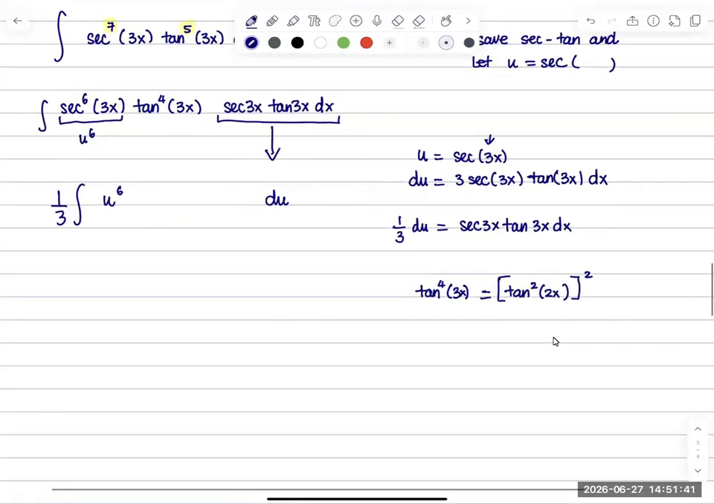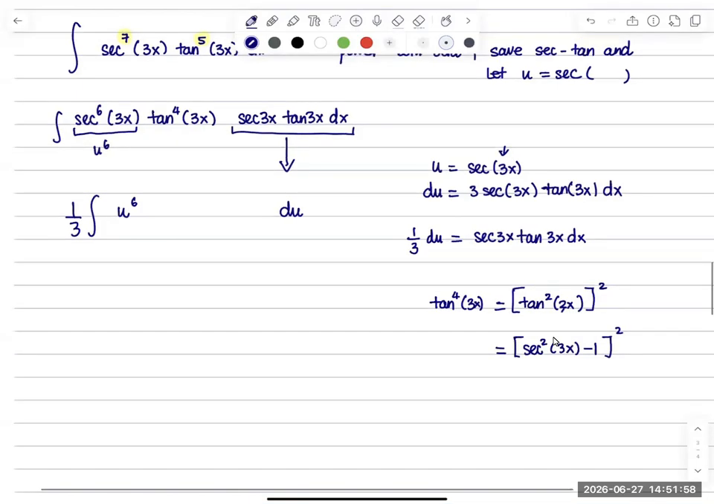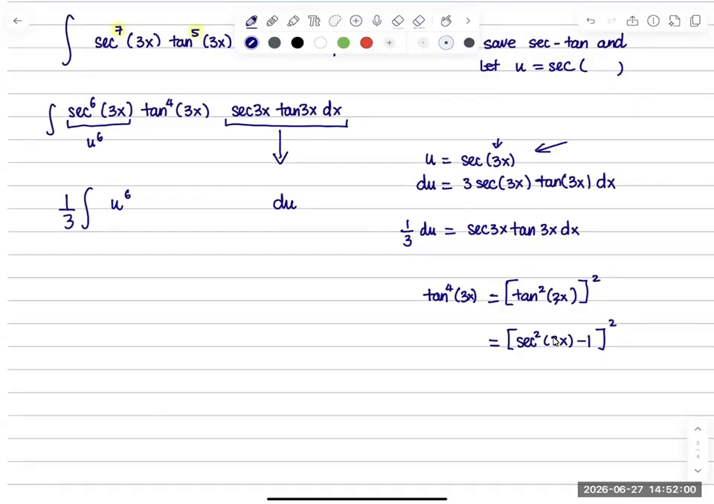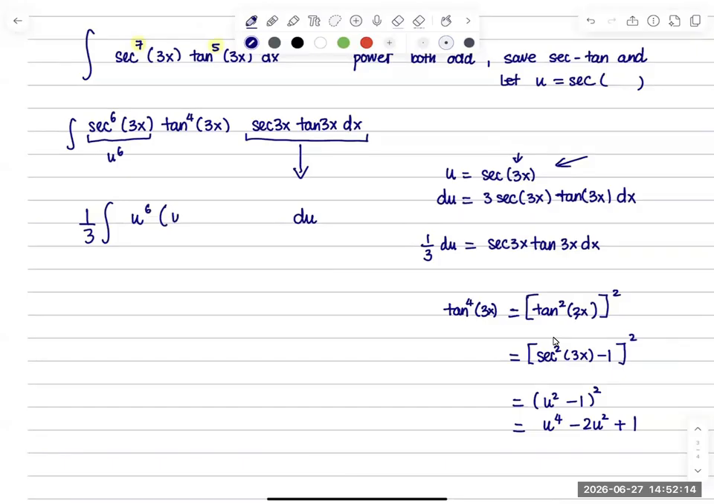We have the identity that 1 plus tangent squared is secant squared, so tangent squared is secant squared minus 1. So we're going to have secant squared 3x minus 1, and then the whole thing to the power 2. Our secant is u, so it becomes u squared minus 1, to the power 2. If I expand this, I'm going to have u to the power 4 minus 2u squared plus 1. I carry that over: u to the power 4 minus 2u squared plus 1, and then du.